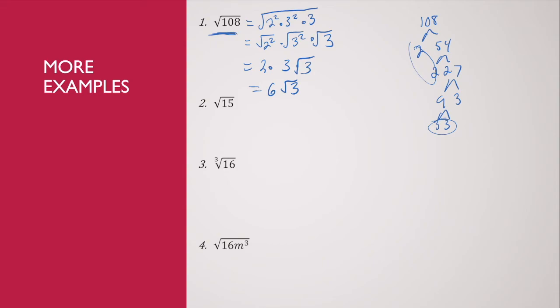Next, example 2 is the square root of 15. 15 factors into a 5 and a 3. There are no squares there, so this is fully simplified.